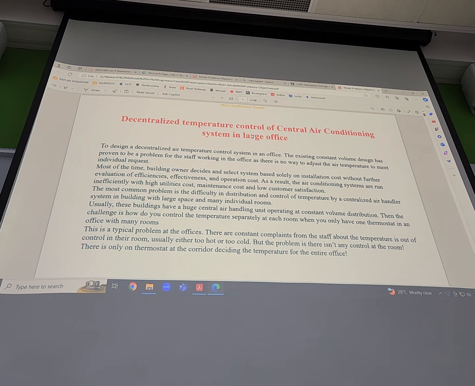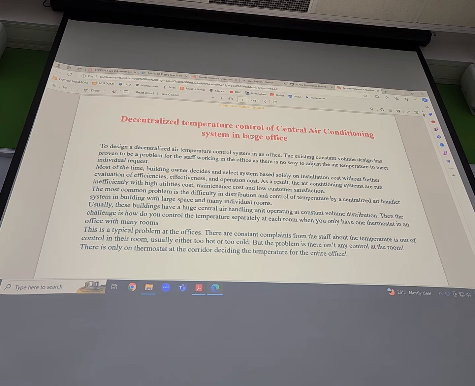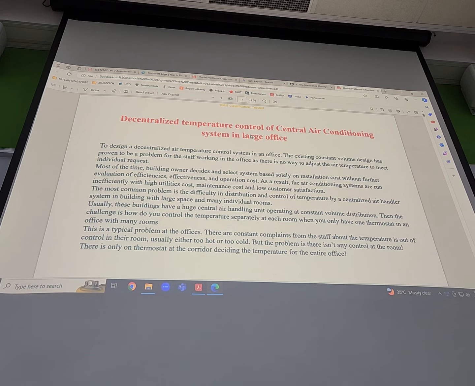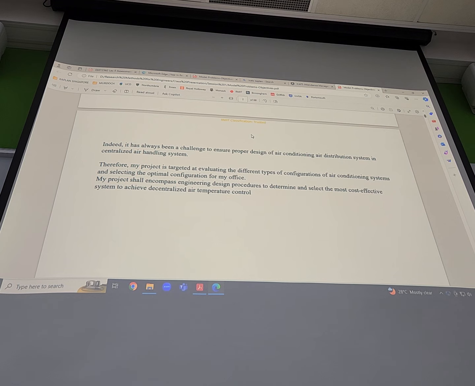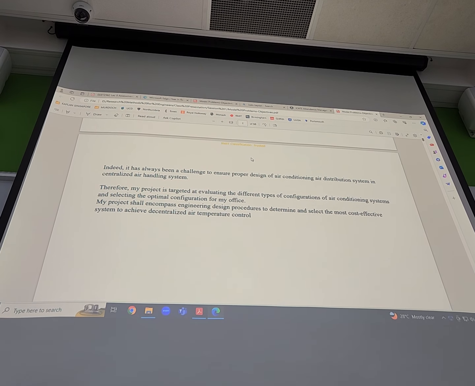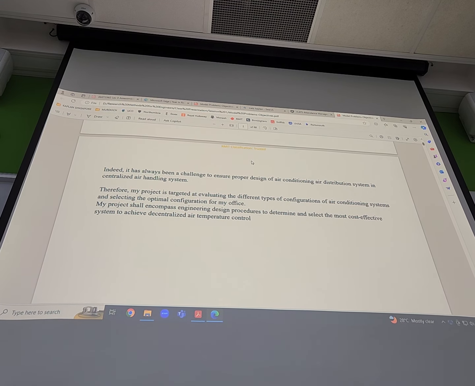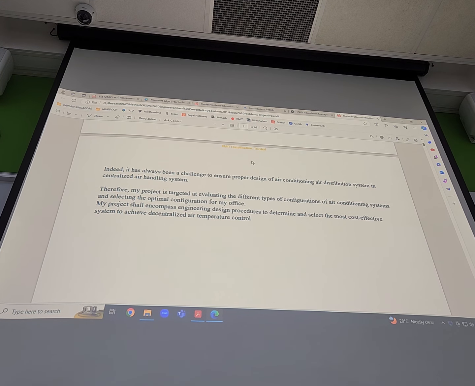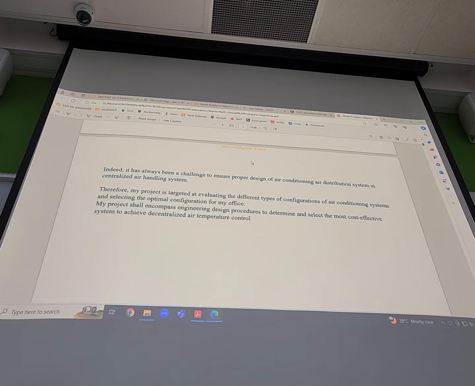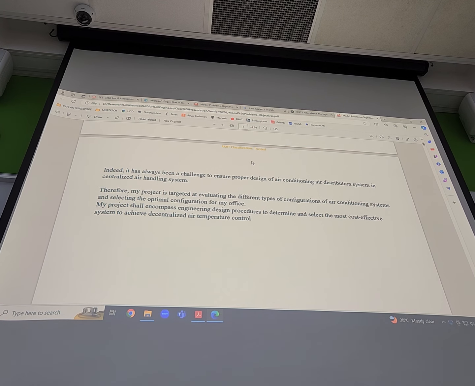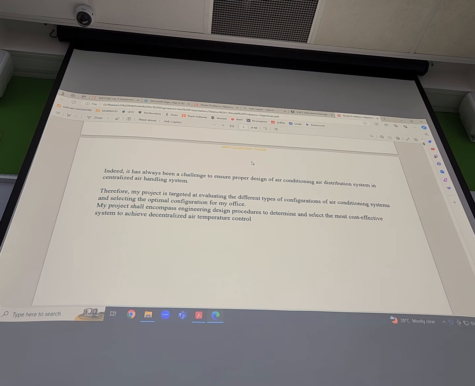So this is a practical problem, mainly because the building owners install low-cost systems. That's why they just come out with one thermostat. So the student proposes evaluating the different types of configurations of air conditioning systems in practice. Different offices will have different types of system configurations. So the student would like to analyze those different systems, identify the advantages and disadvantages of these systems, and come out with what are the best specifications available.